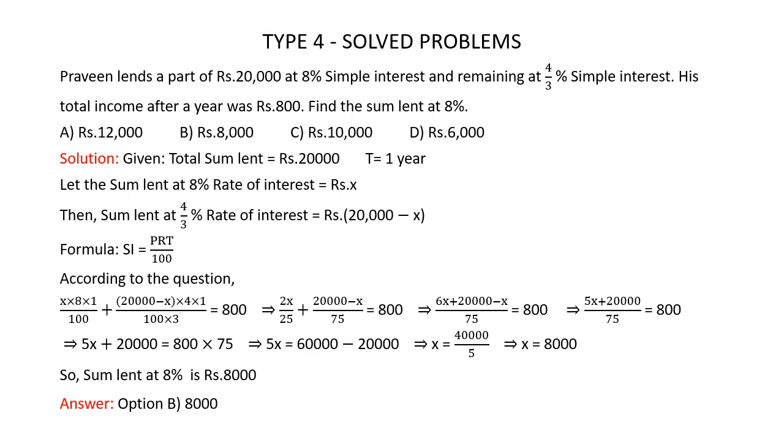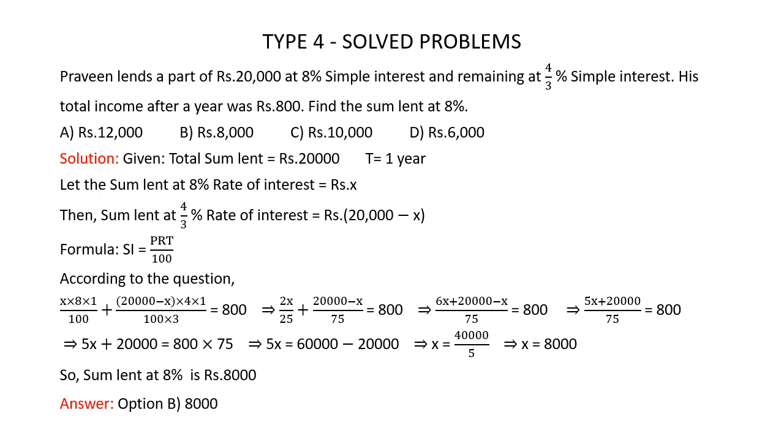Now it's given that Praveen lends a part of rupees 20,000 at 8% simple interest and the remaining at 4/3% simple interest, and we are asked to find the sum lent at 8%. So let's assume that the sum lent at 8% rate of interest is rupees X. Now since the total sum lent is given as rupees 20,000, the sum lent at 4/3% rate of interest would be rupees 20,000 minus X.